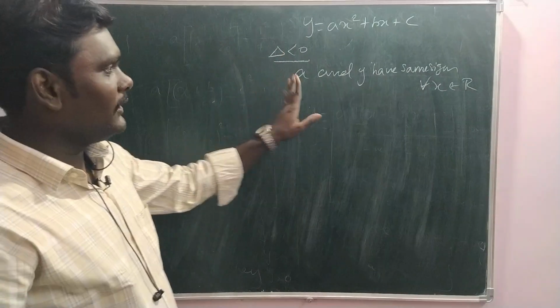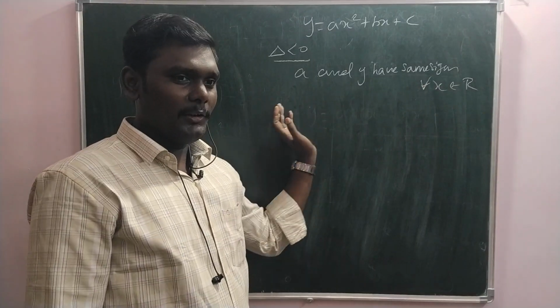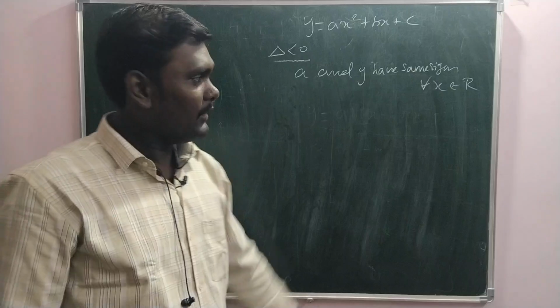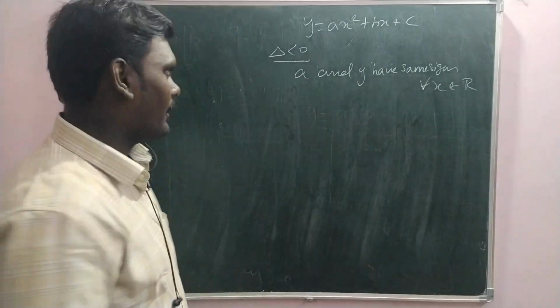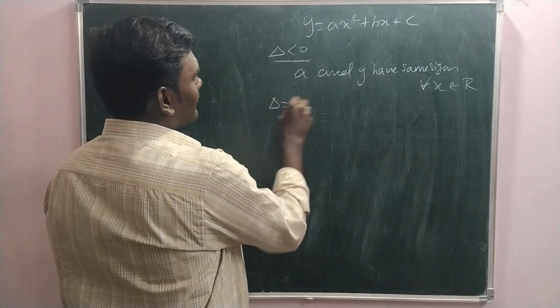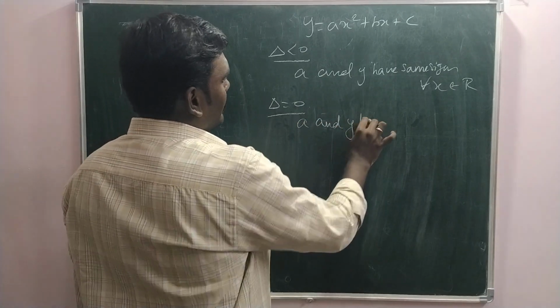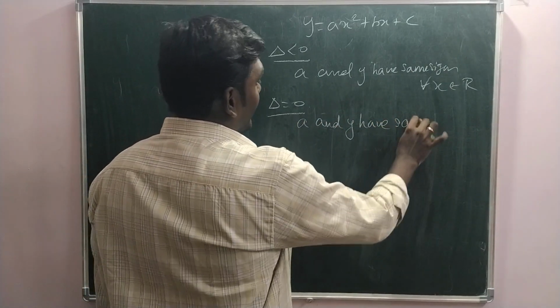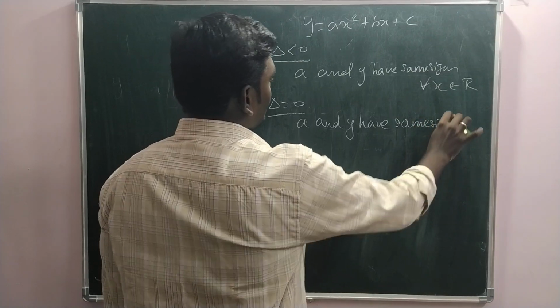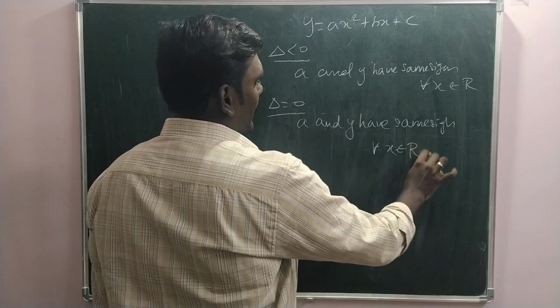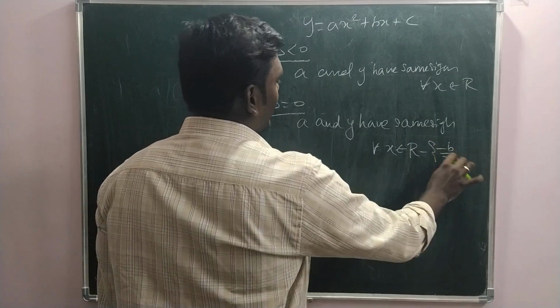If del is less than 0, a and y have the same sign. A negative means y negative, a positive means y positive. That's all. That too for all the values of R, real numbers. If del is equal to 0, then a and y will have the same sign for all x belongs to R except minus b by 2a.